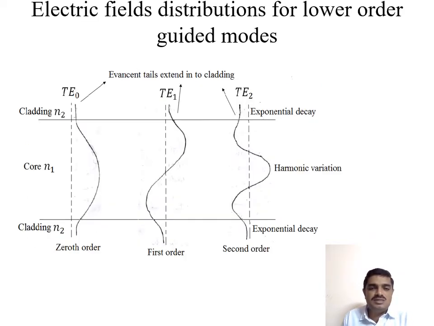This picture shows electric field distributions for lower order guided modes. For our discussion purpose, here we took three orders, I mean up to second order. It consists of three propagations of the light signal. The first one is the lower order, I mean zeroth order. The second one is first order. The third one is second order signals.